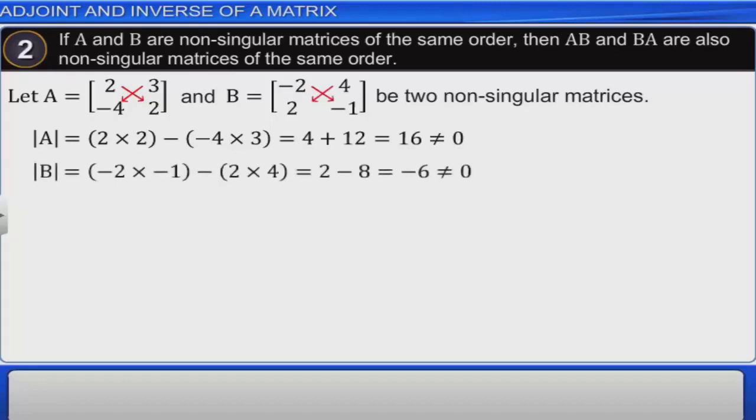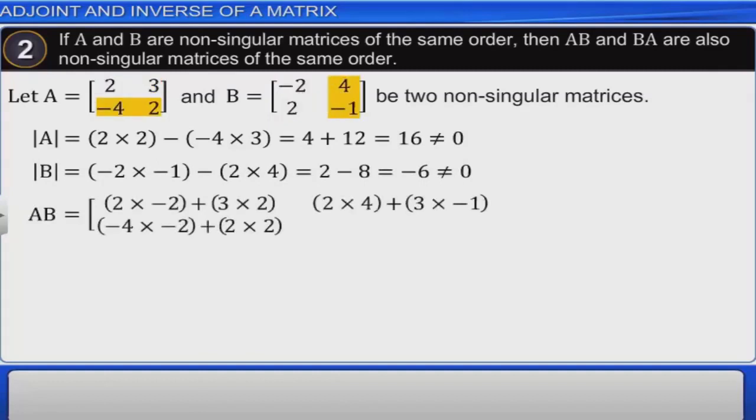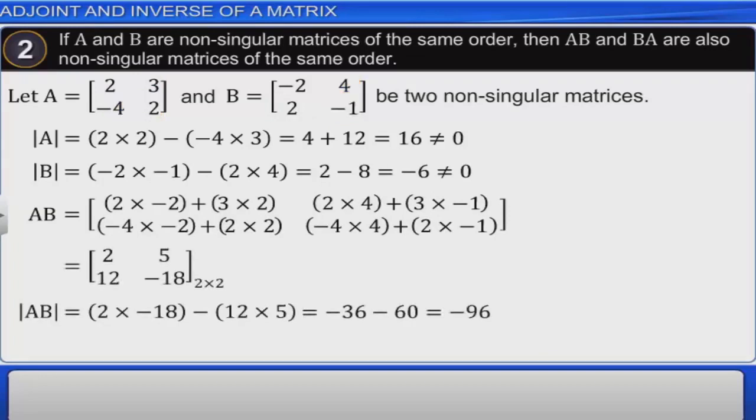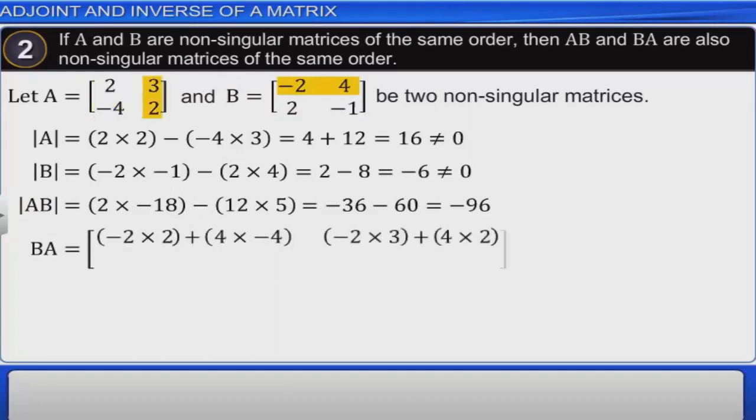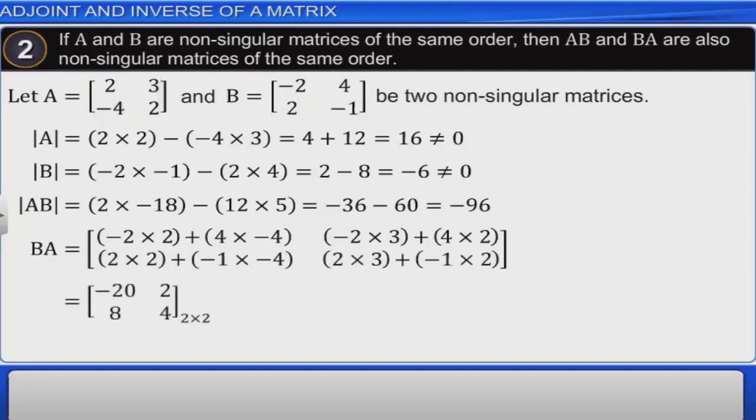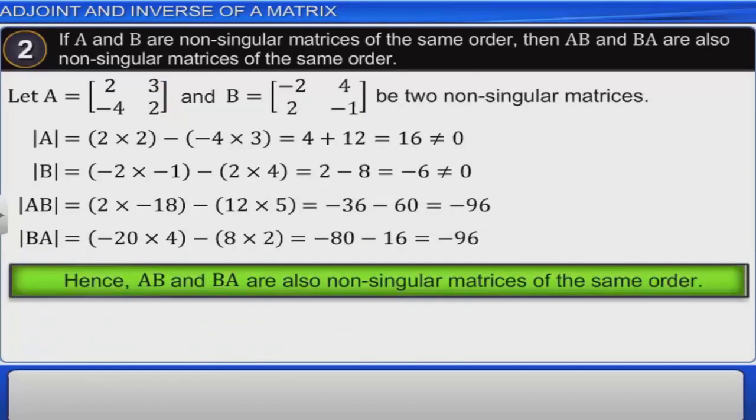Observe that A into B is a square matrix of order 2 by 2, and its determinant is not equal to 0. Also, B into A is a square matrix of order 2 by 2, and its determinant is also not equal to 0. This shows that A into B and B into A are non-singular matrices of the same order as that of A and B.